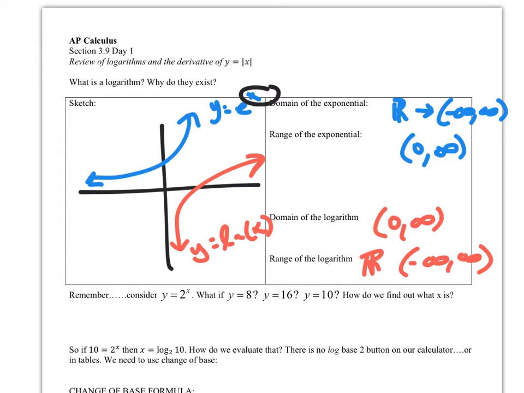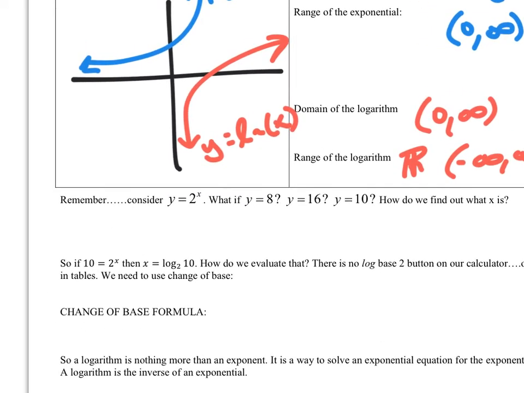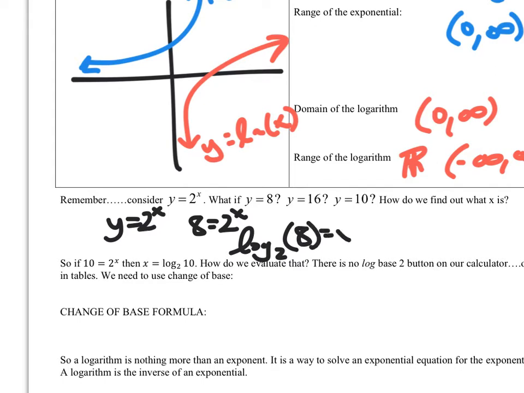So if you remember, let's consider y equals 2 to the x. If y equals 2 to the power of x, then what if y equals 8? How do I find out what x is? Well, I could just know that x equals 3. If it's not quite so simple, I'd do log base 2 of 8 would then equal x.